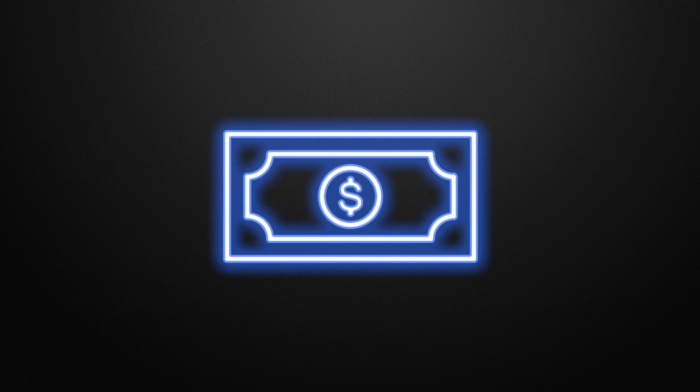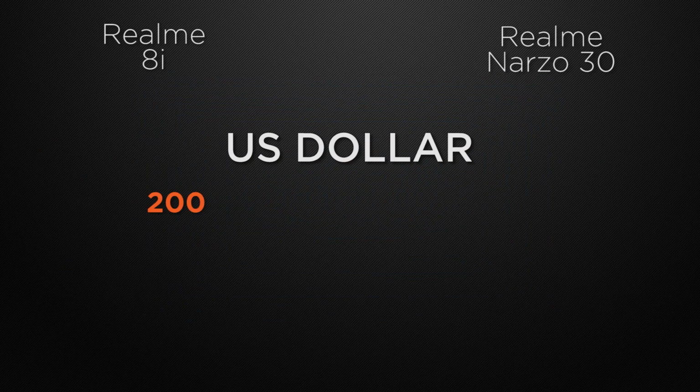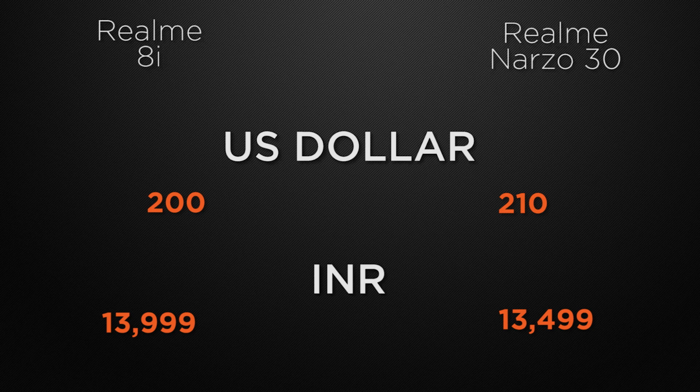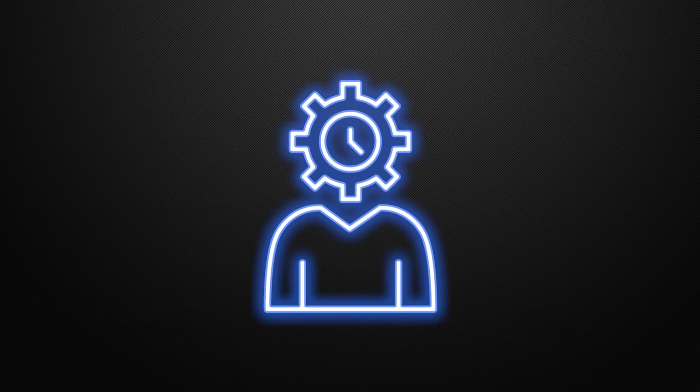Moving to the price of the devices in the international market, 8i is available from $200, whereas Narzo 30 is available from $210. In the Indian market, 8i has a starting range from 14,000 rupees, whereas Narzo 30 is available from 13,500 rupees. So the conclusion of the video is, in the camera, the winner here is Narzo 30.